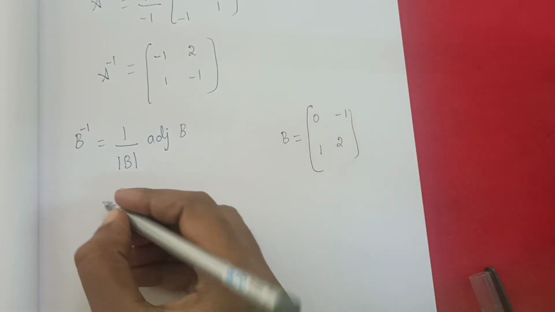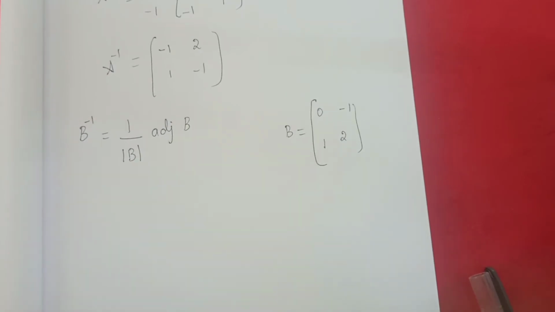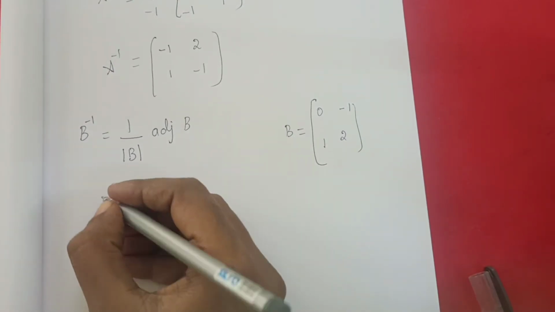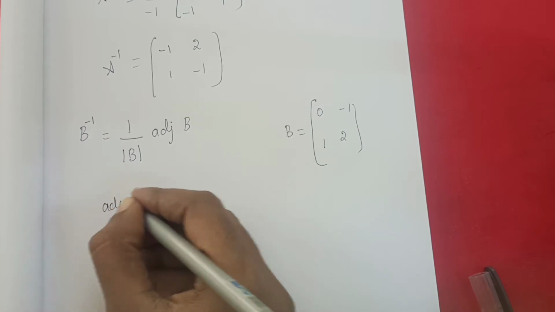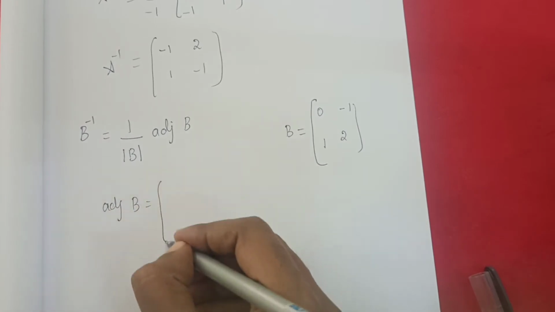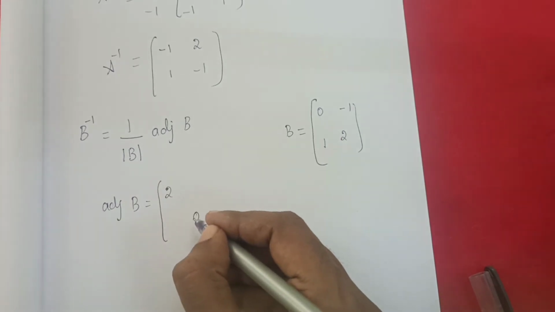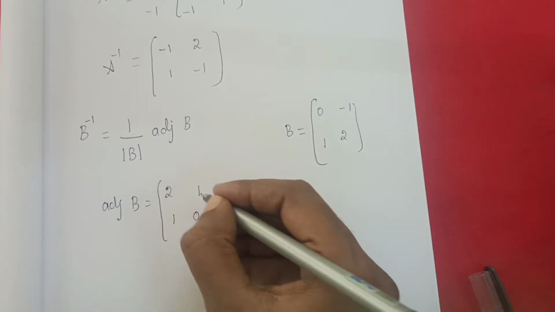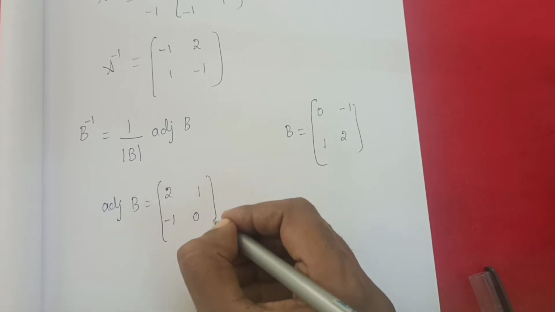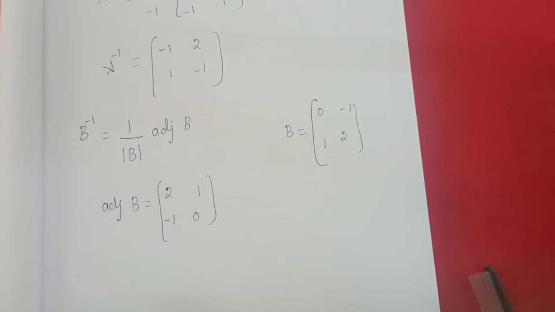Okay. So, what about the determinant of B value? Already we have found out, it says 1 is the value. So, how will adj B be? Adj B is equal to, this will change, is it right? So, 2 will come here, 0 will come here. These two numbers, the symbol changed. So, this is adj B.